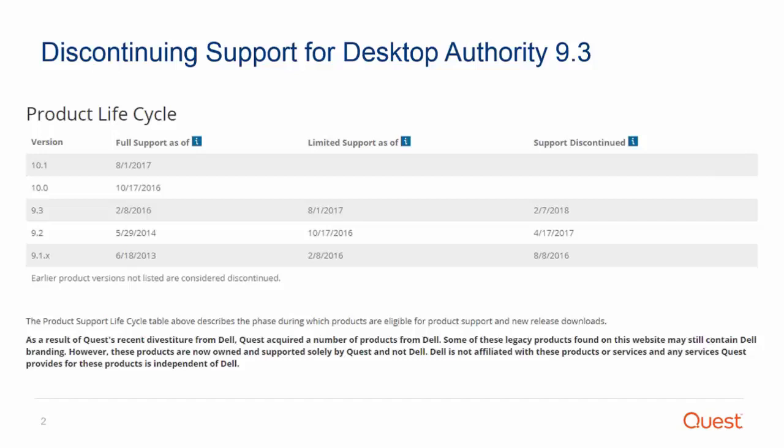This webinar today is being offered to go over the entire upgrade process in hopes that any questions or concerns preventing you from upgrading to the current version can be addressed. It's important to upgrade to the latest version of Desktop Authority before version 9.3 is discontinued to avoid any issues with the removal of the download files and its support.